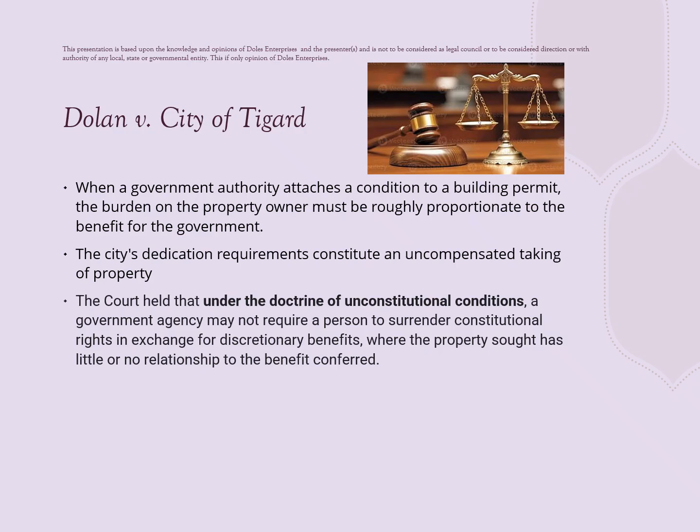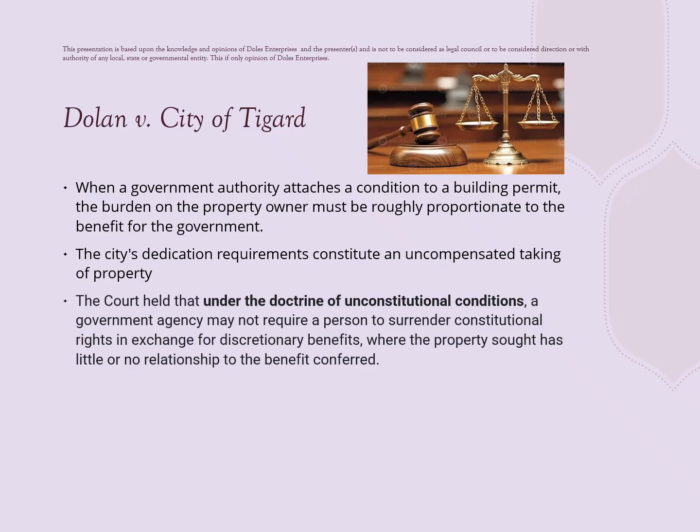The result was that when a government authority attaches a condition to a building permit, the burden on the property owner must be roughly proportionate to the benefits for the government. The city's dedication requirements constituted an uncompensated taking of property, a Fifth Amendment violation. The court held that under the doctrine of unconstitutional conditions, a government agency may not require a person to surrender constitutional rights in exchange for discretionary benefits, where the property sought has little or no relationship to the benefit being conferred.